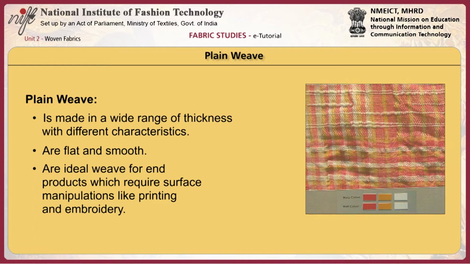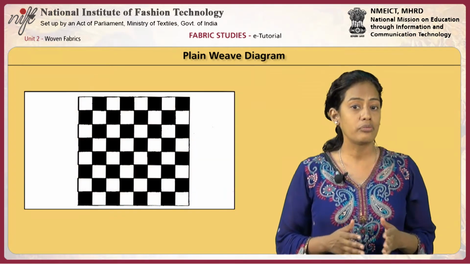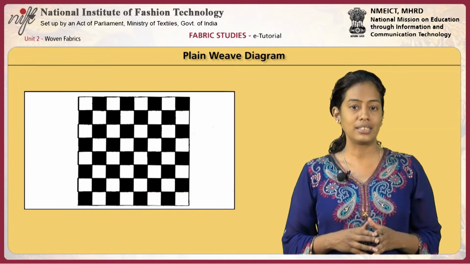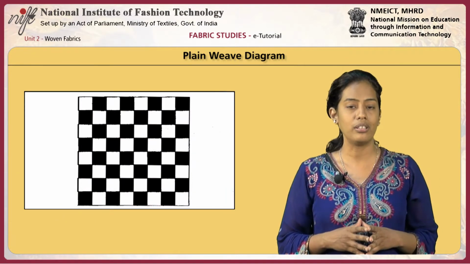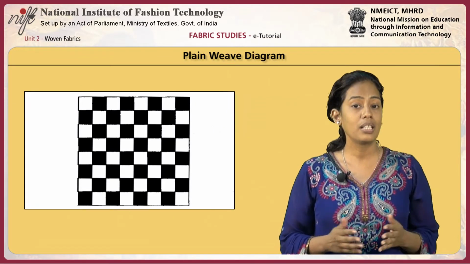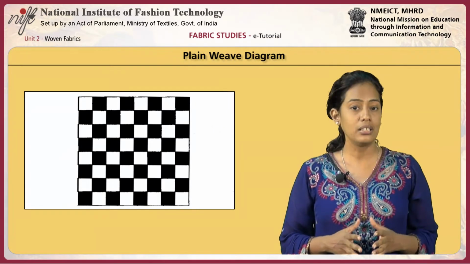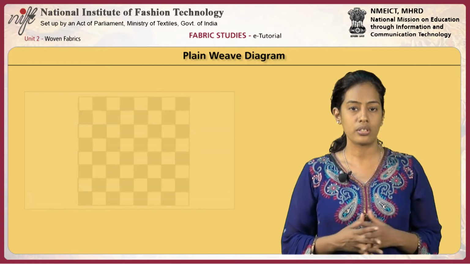like printing and embroidery. The interlacement of threads in a plain woven fabric is represented using the graph shown in the diagram. Some of the typical plain woven fabrics are muslin, chiffon and georgette.